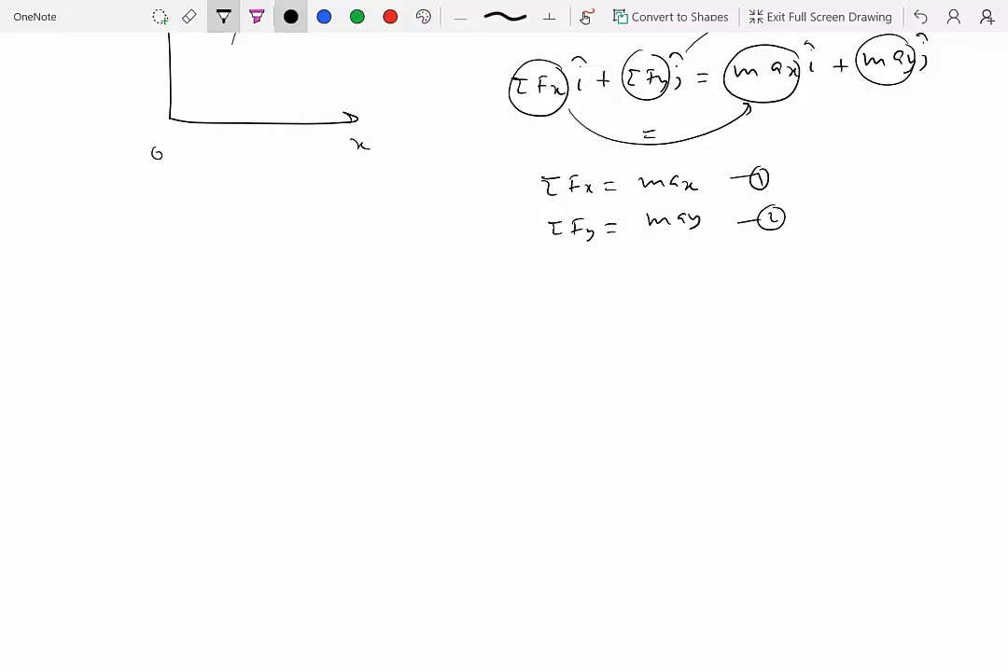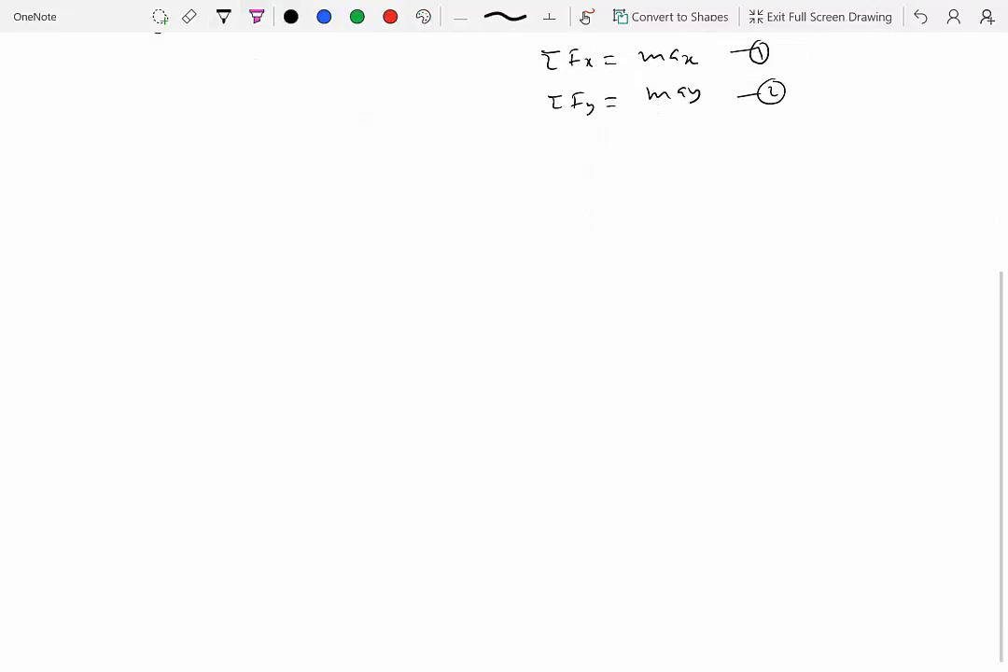So from these two scalar equations, you will be able to solve for two unknowns, right? There may be some forces that may be unknown, maybe some part of the acceleration that may be unknown, and you would be able to calculate at most two unknown variables from these equations. Something similar can be done with other coordinate systems as well.